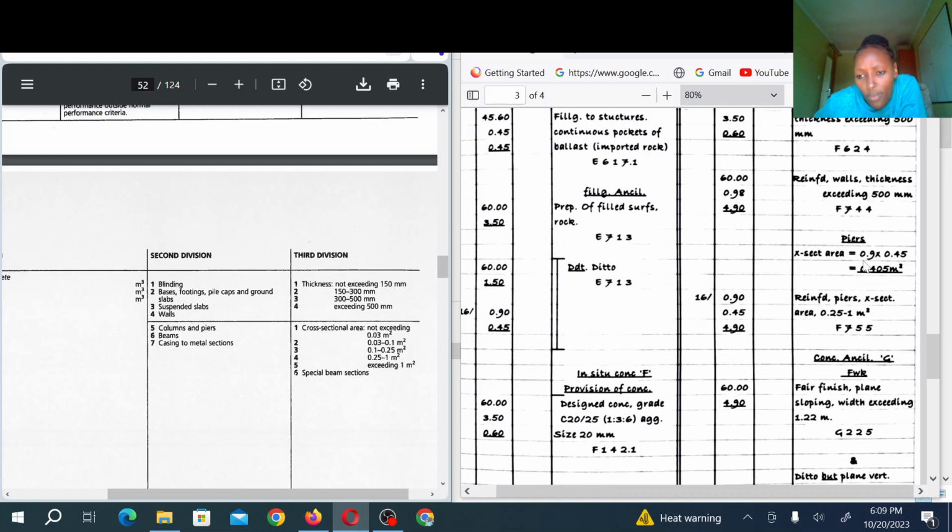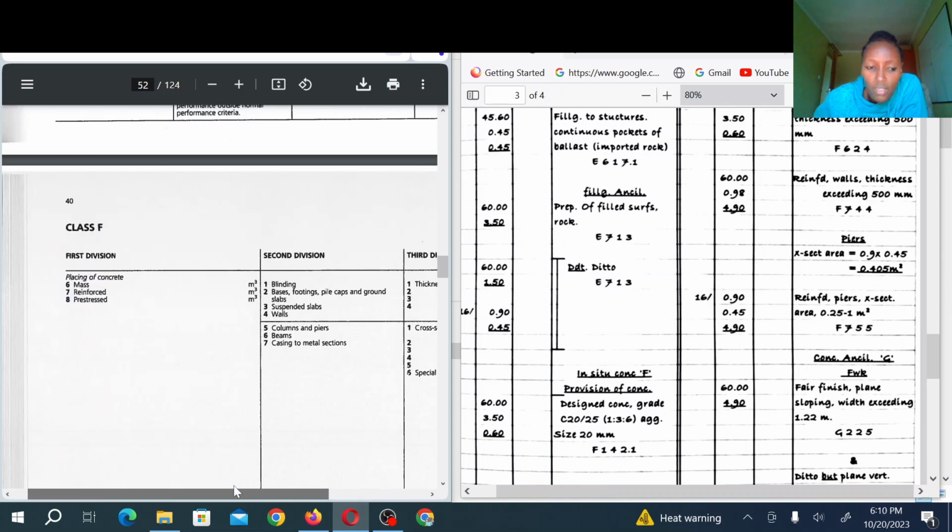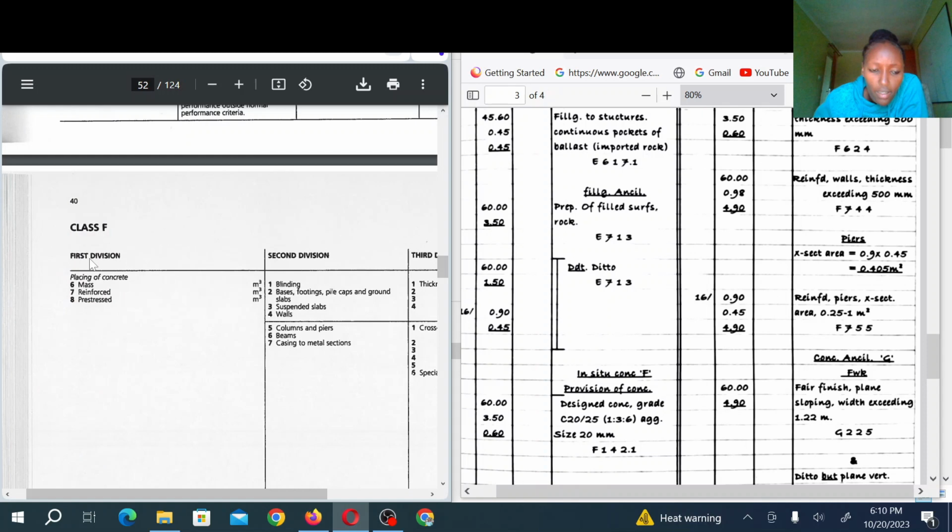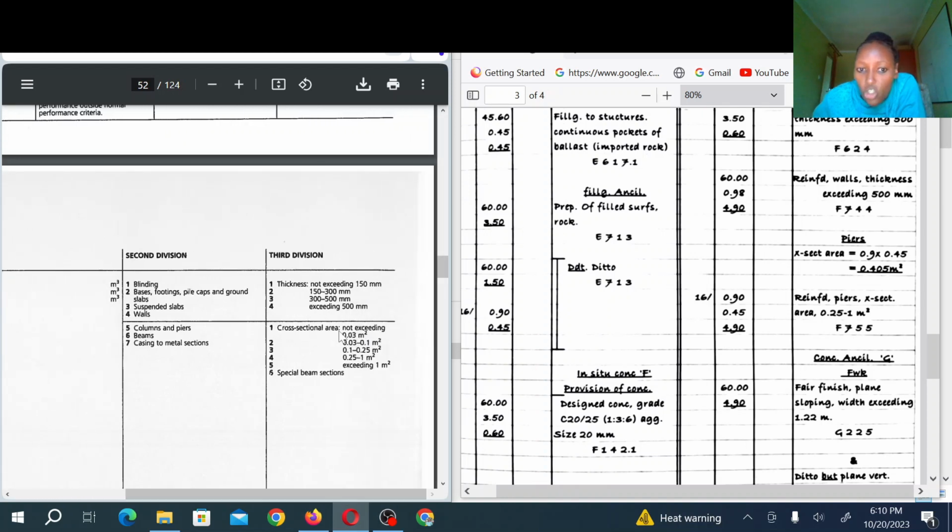So for the cross section area of the pier, you see the length of the pier is 0.9 and the width is 0.45. So it shall be 0.9 times 0.45. We get 0.405 meters squared. Then once we are coming to get the description, we shall say placing of concrete is the heading. Reinforced column piers. It is piers now because you see ours is piers. Cross section area, we have got 0.405. So it lies between 0.25 to 1 meter squared.